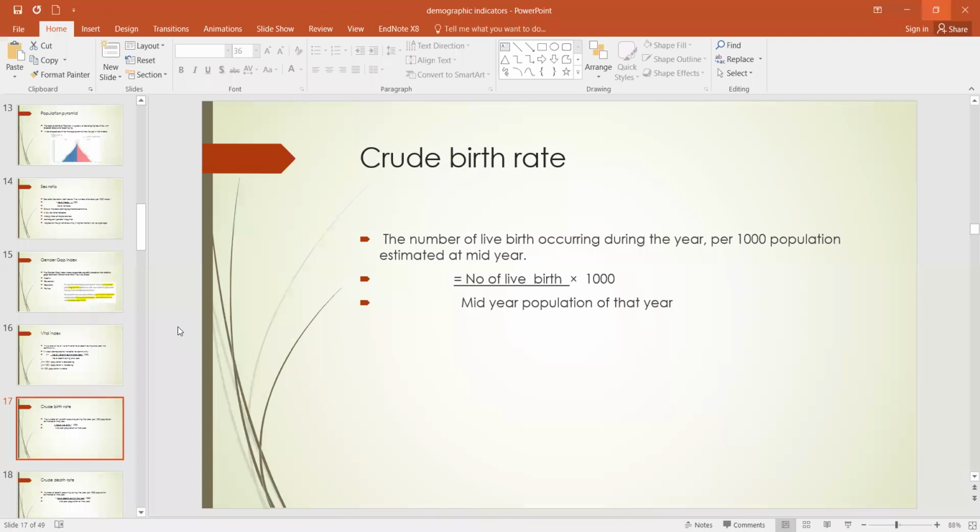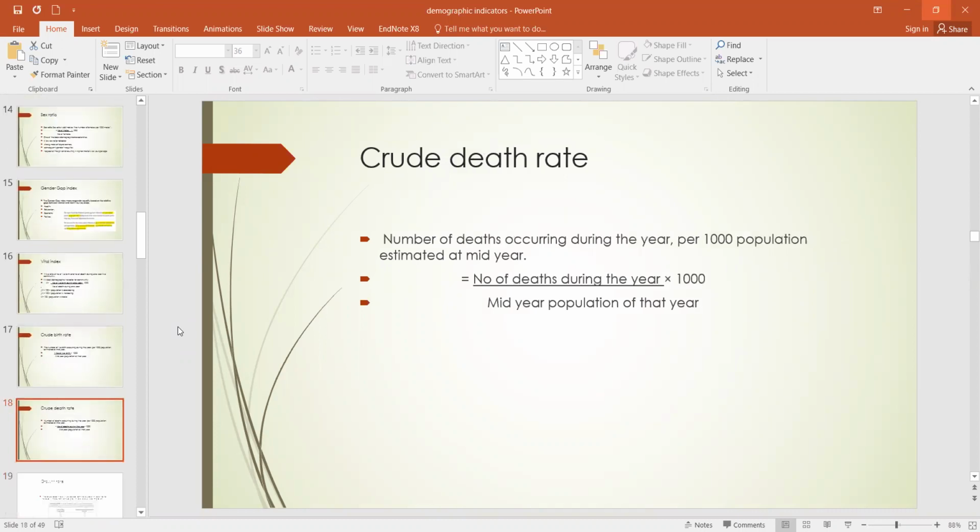Now comes the vital stats of demographic indicators. And the first one is crude birth rate. The crude birth rate is defined as the number of live births occurring during 1 year and per 1,000 population estimated at mid-year. And it is calculated with the help of the formula: number of live births divided by mid-year population and multiplied by 1,000.